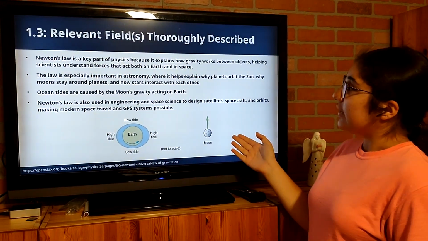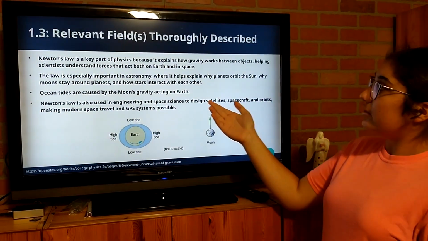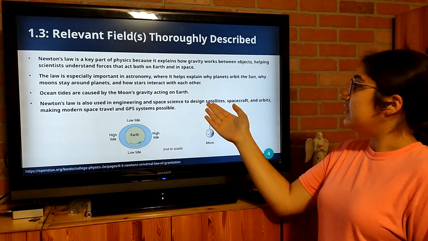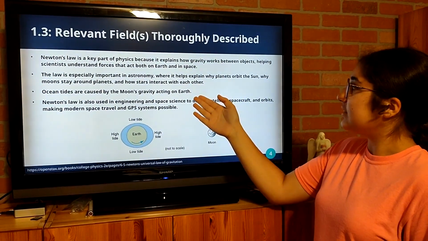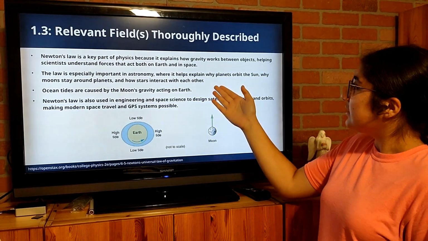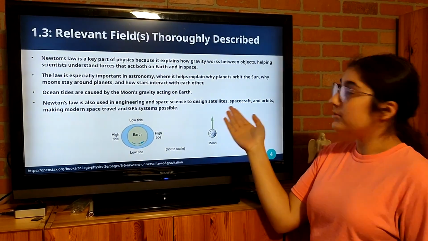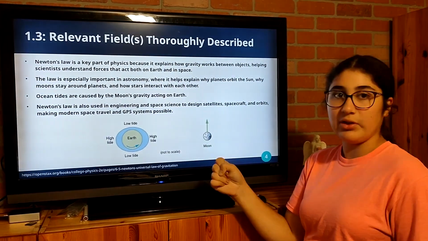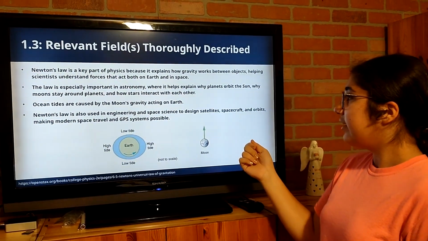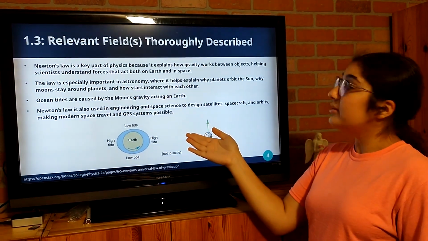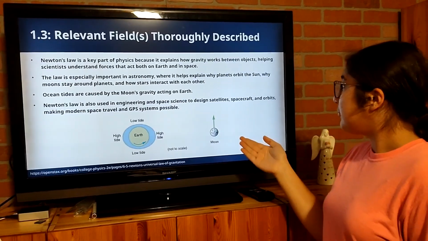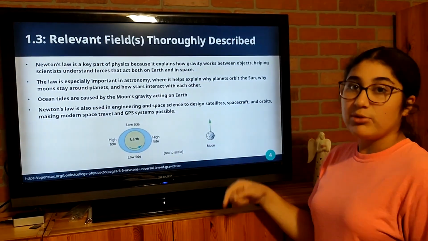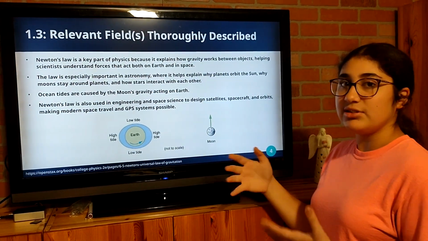Newton's law of universal gravitation is relevant to many different fields of science, but especially many fields within physics. It is a key part of physics because it explains how gravity works between objects, and it helps scientists understand forces that act both on Earth and in space. It's especially important in astronomy, where it helps explain why planets orbit the sun, why moons stay around planets, and how stars interact with each other.